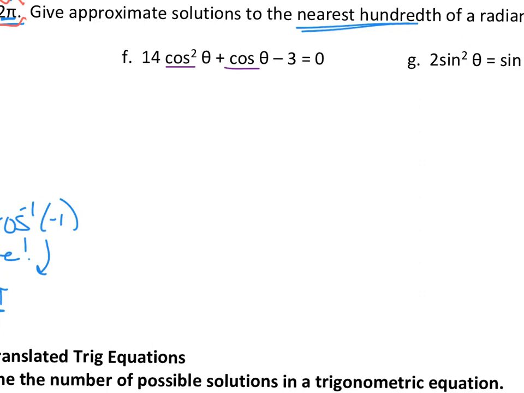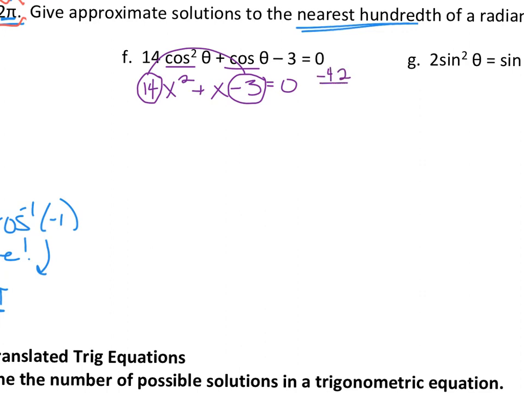We'll keep our coefficient of 14. Instead of cosine squared, I'm going to write it as x squared. And then the cosine in the middle is just plain x, and then the constant is minus 3. If we think about factoring with that lead coefficient out in front, we're going to apply that earmuff method. Multiply the a and the c. 14 times negative 3 is negative 42.